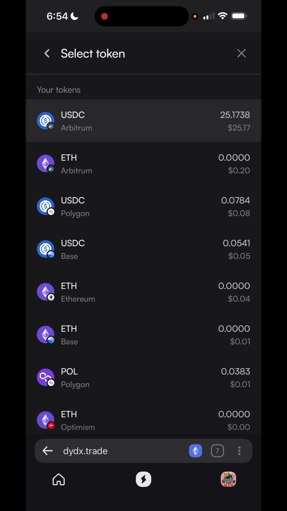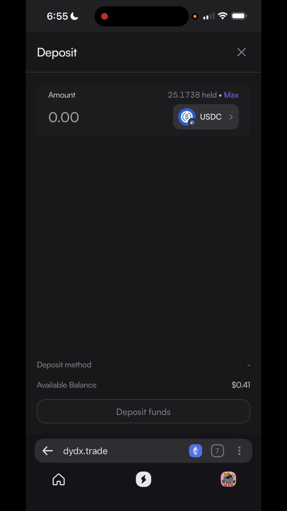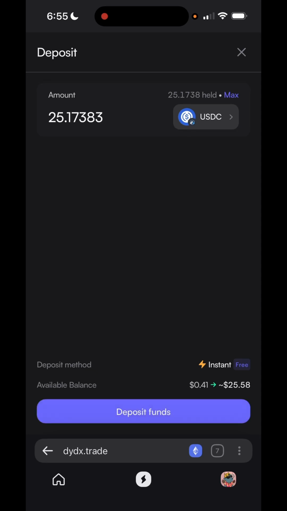So for me, I'm going to be using the USDC Arbitrum. So I'm going to click on it, and I'm going to click on max. I'm going to max out. So here is one thing about dYdX. When you are depositing above $20, it is going to be instant and free. As you can see, it is clearly written here.